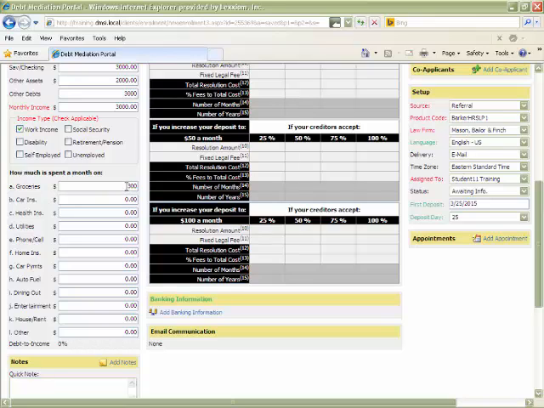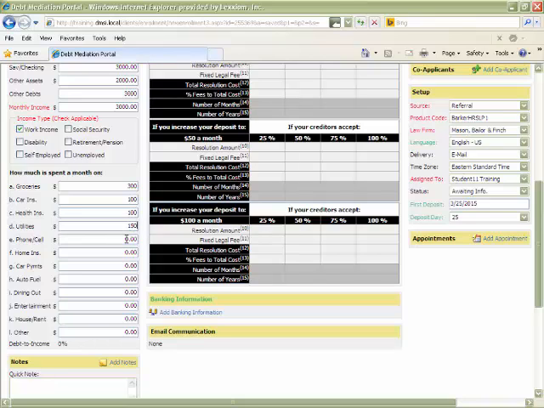Field A is groceries. We are using $300 for the month. Field B is car insurance. We will use $100 for the month. Field C, health insurance. We will use $100. Field D, utilities. We will use $150.